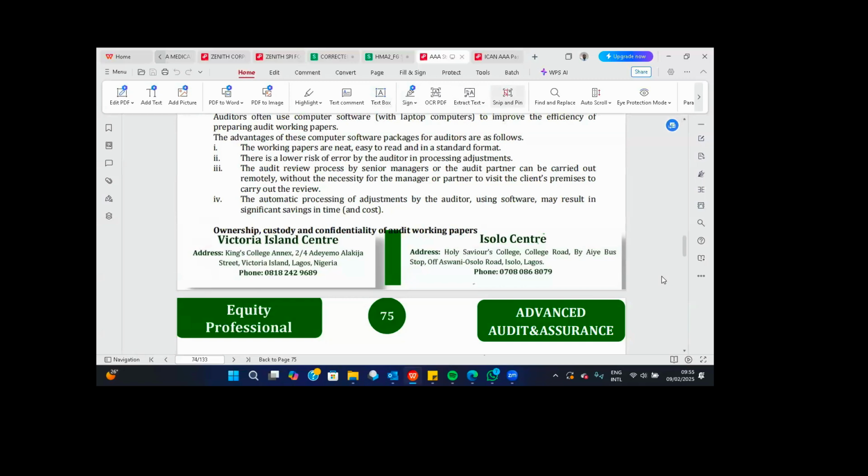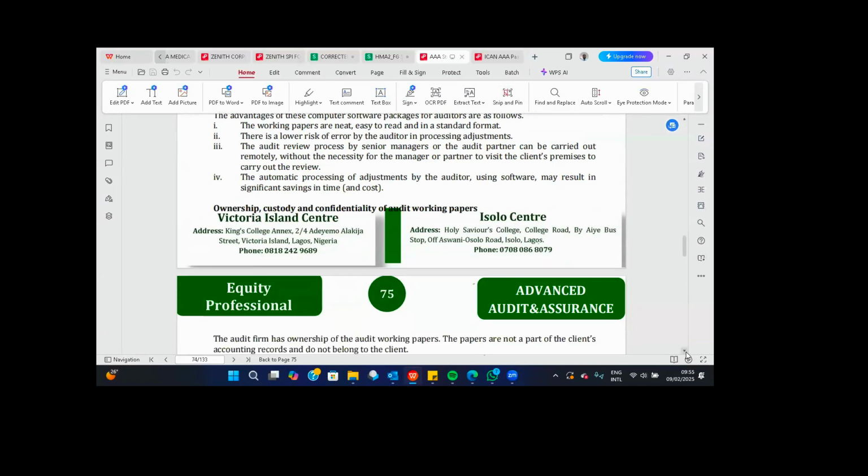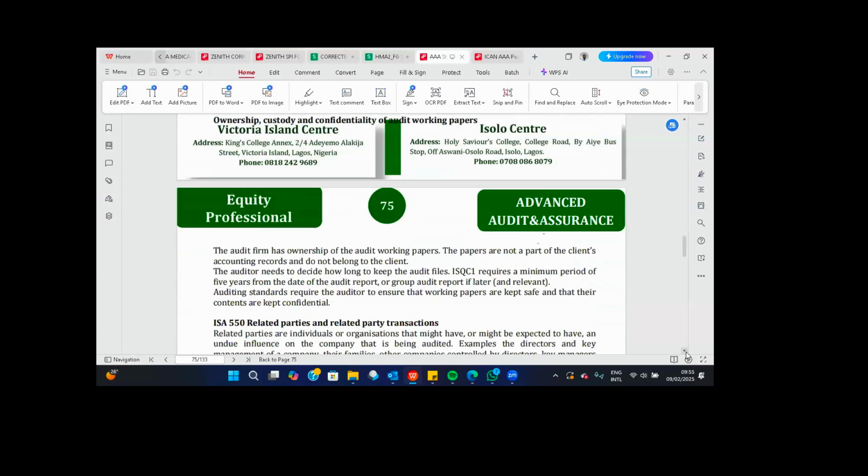The ownership of the audit working paper reserves with the what? With the audit firm. The audit firm owns the audit working paper. At no point should the client hold on to the audit working paper. It belongs to the what? It's the property of the what? Of the audit firms. Okay?